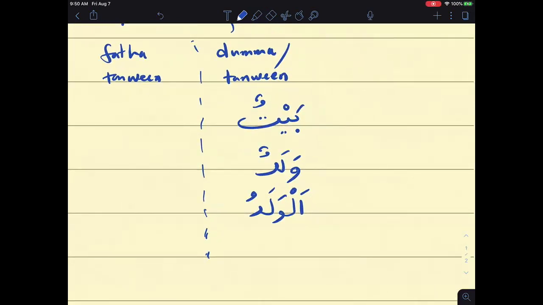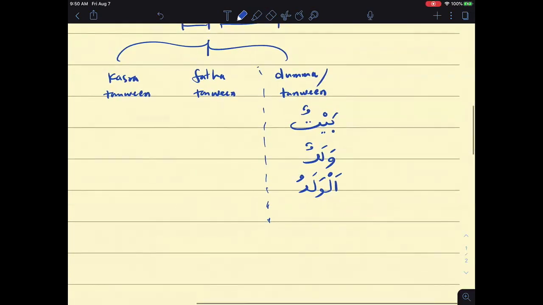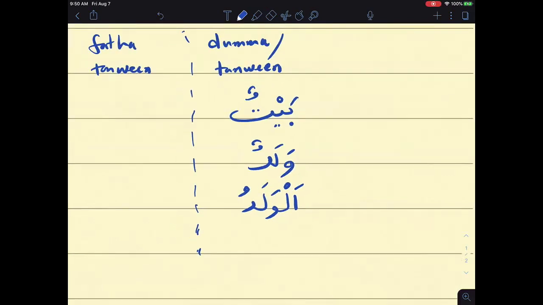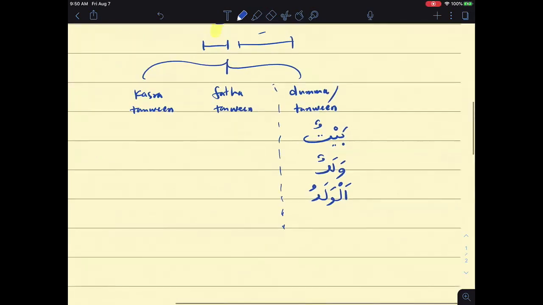So that's what we've been seeing all the time. We have never seen anything else at the end; always it's been tanwin or Dhamma or Dhammatani. So from last class, for the first time, we have to think about the ending. We never thought about the ending before. Now, for the first time, we thought about it.